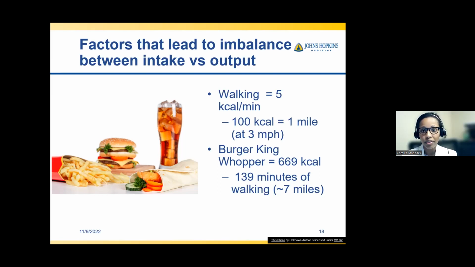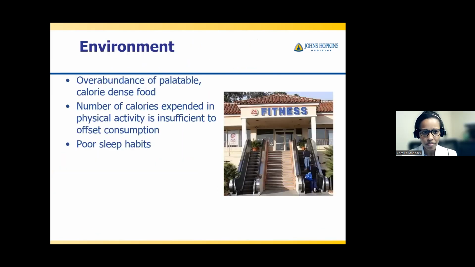This is all part of that imbalance in energy. So in our environment, there's a general overabundance of palatable and calorie-dense food. Thus, the number of calories we expend is insufficient to offset our consumption. We are also increasingly sedentary. We sit at work, we sit in traffic, we sit in front of a computer, especially if working from home. And poor sleep habits are also a contributing factor.